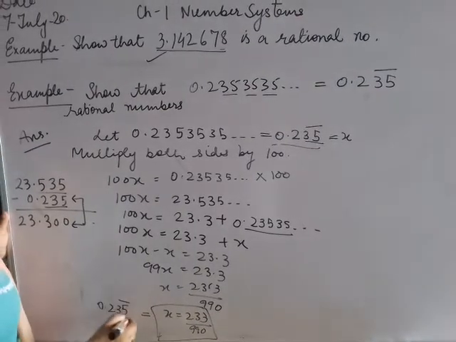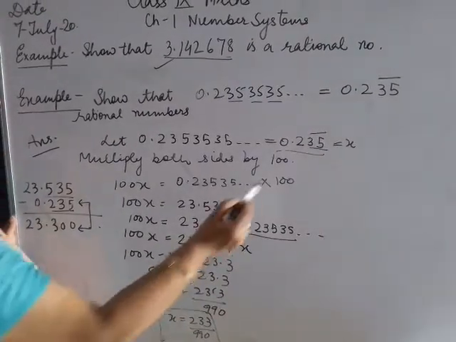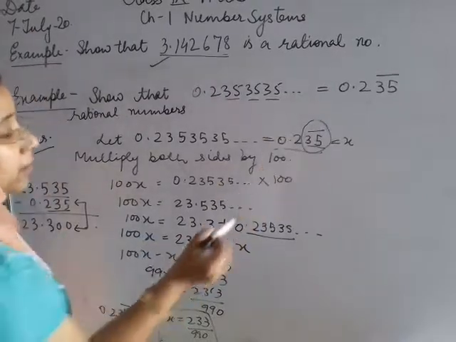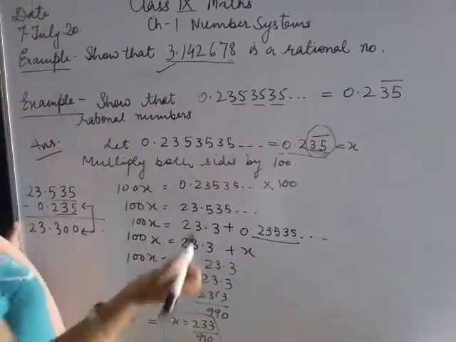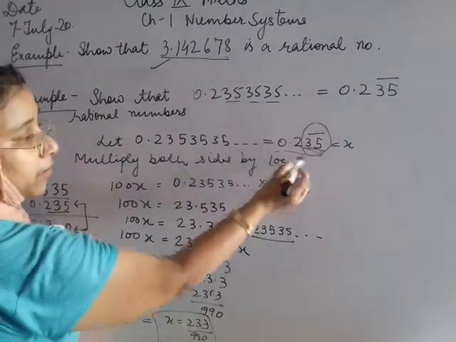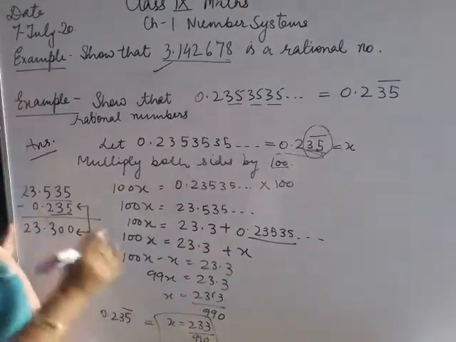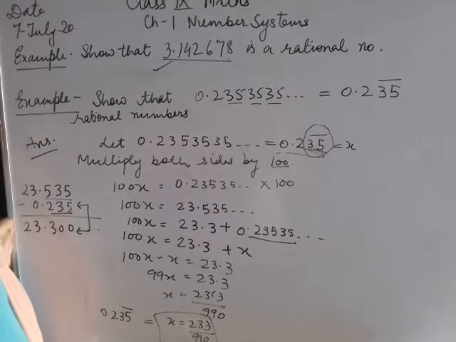Okay, the main thing that you have to keep in mind is you have to multiply by the factor according to the number of digits. If 2 are repeating, you have to multiply by 100. If 3 are repeating, you have to multiply by 1000. So this is the important part.